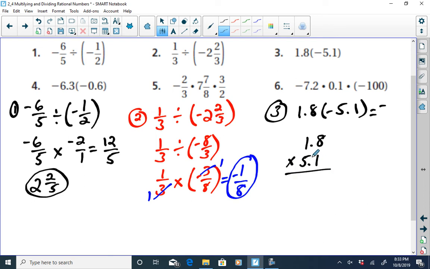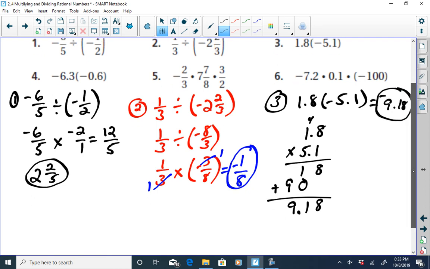I'm just multiplying. 1 times 8 is 8. 1 times 1 is 1. 5 times 8 is 40. Put down the 0, carry the 4. 5 times 1 is 5, and 4 is 9. We're adding. I get 8, I get 1, I get 9. I have 2 decimal places in my factors, so I need 2 decimal places in my product. But I also know that a positive times a negative is a negative, so we have negative 9 and 18/100 as the product for number 3.